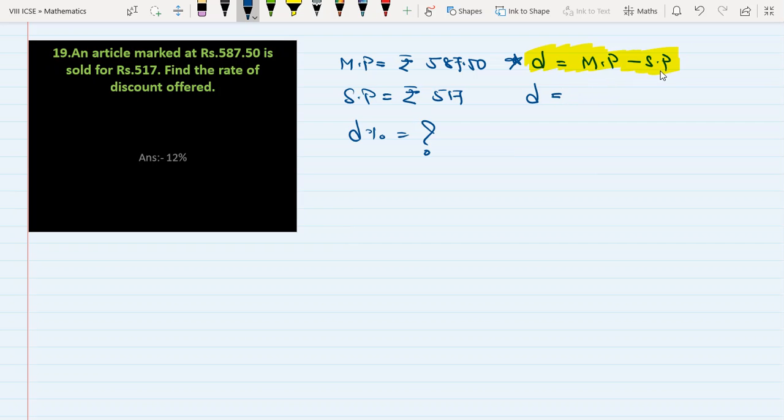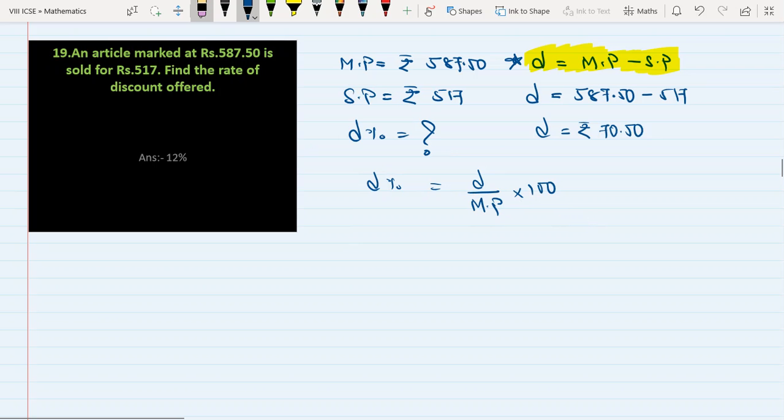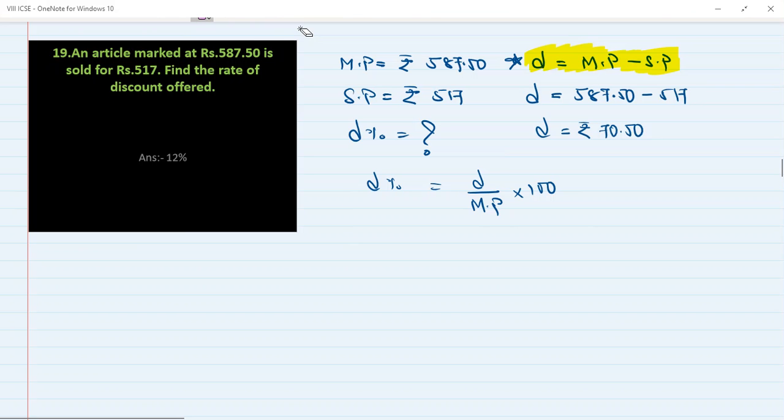So discount is marked price minus selling price, that is 587.50 minus 517. So let me tell you, 587.50 minus 517 is 70.50. Discount is rupees 70.50. Now we have to find discount percent. What is discount percent? Discount upon mark price into 100. Please remember this formula. Discount upon mark price multiplied by 100.